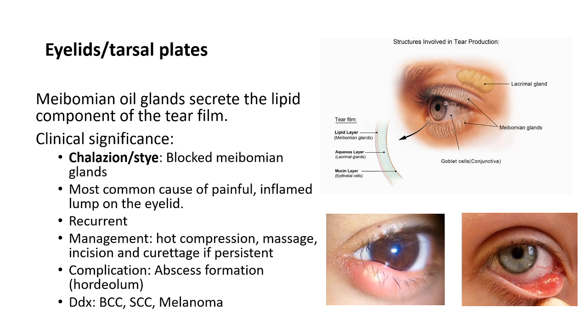Other differentials for eyelid lumps include basal cell carcinoma, squamous cell carcinoma, and melanoma.